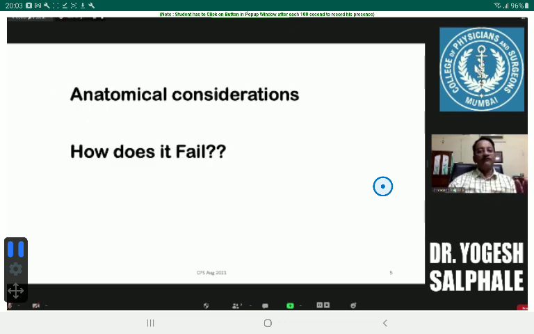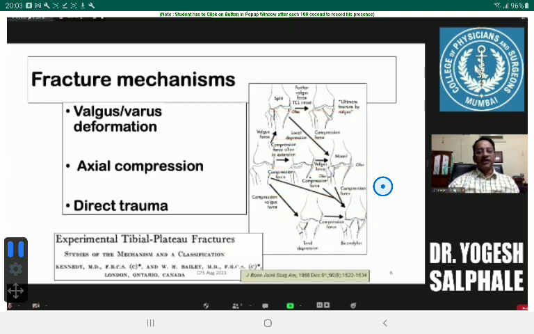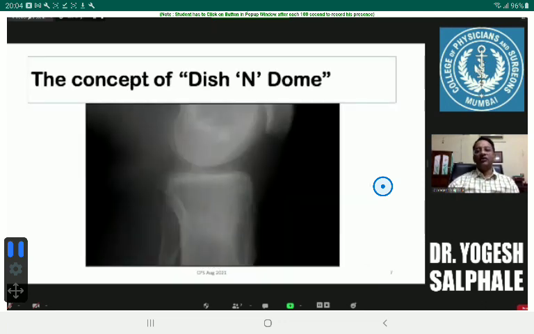So how does it fail? The proximal tibia, how does it fail? The mechanisms described are varus valgus deformation, axial compression, and direct trauma. Basically, it is subjected to a lot of varus and valgus stresses. So if it exceeds the bone strength, it gives way and a variety of fractures occur.